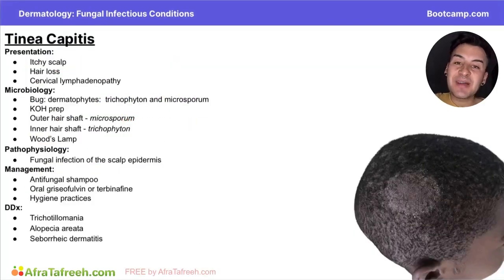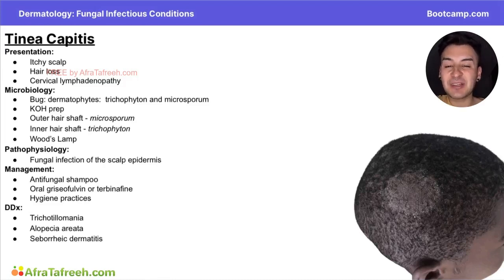So next, we're going to talk about tinea capitis, which is going to be a dermatophyte infection specifically of the scalp, and it's going to present as a very itchy scalp with associated hair loss and even cervical lymphadenopathy because the infection actually causes an inflammatory reaction within the cervical distribution. So I'm just going to highlight itchy scalp, hair loss, cervical lymphadenopathy.